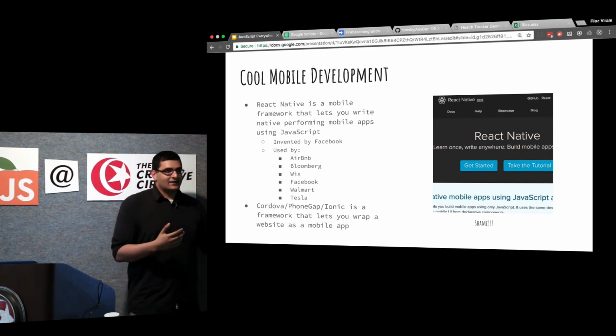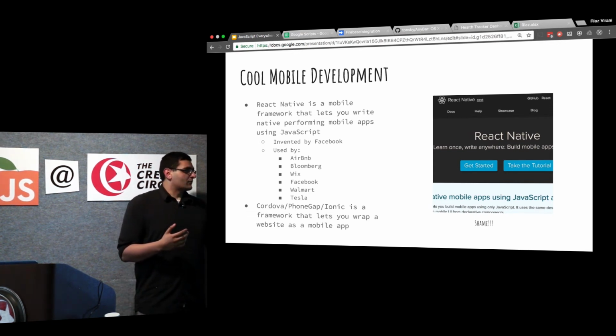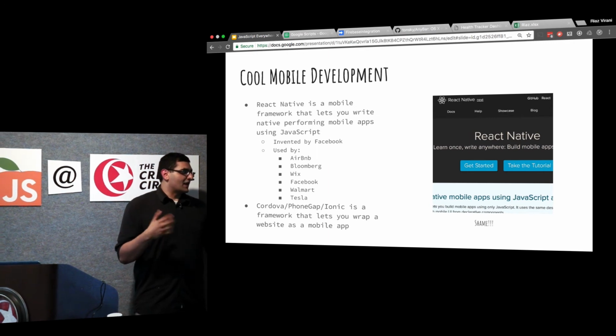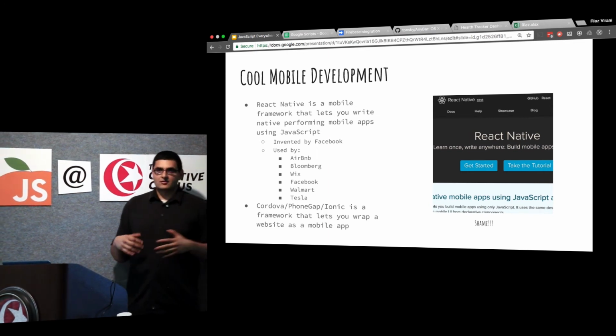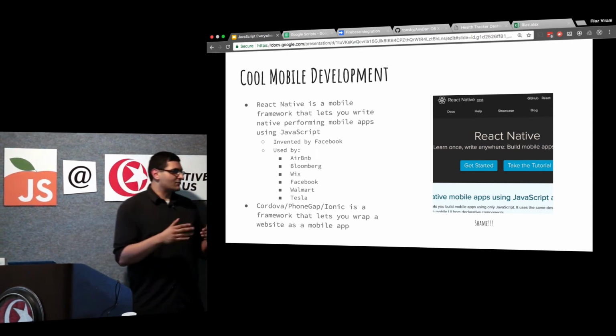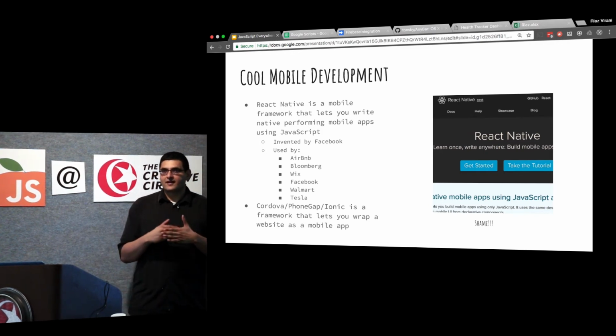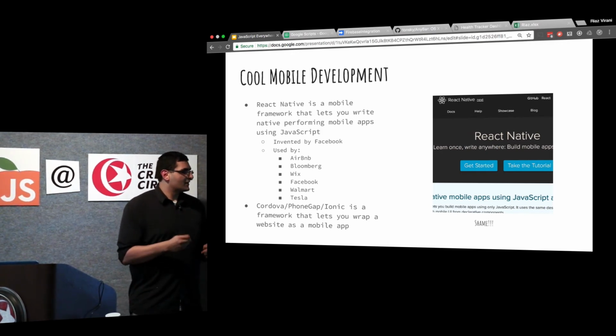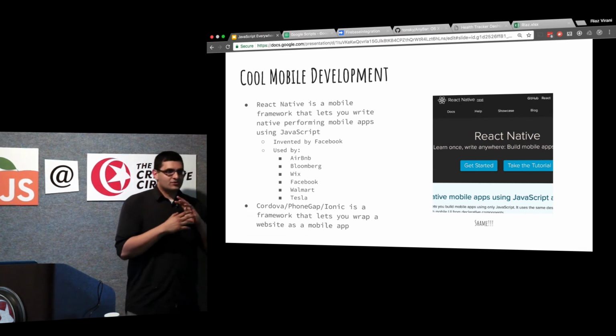One of them is React Native. And that's a mobile framework that lets you write essentially native performing mobile apps using JavaScript. And they do a whole bunch of stuff behind the scenes to do that, but they're running pretty much device native performance. It was invented by Facebook, used all over the place.